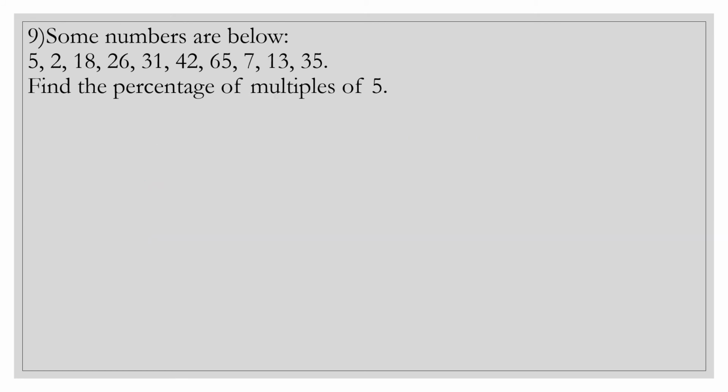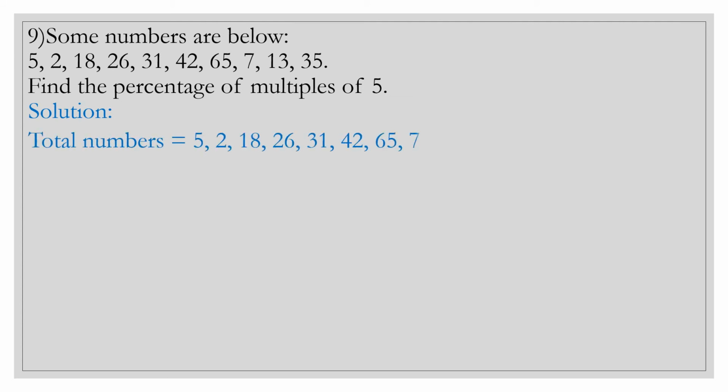Some numbers are below. Find the percentage of multiples of 5. Multiples of 5 means the multiplication table of 5, and everyone knows the table of 5. Or in other words, a number is a multiple of 5 if the last digit is 0 or 5. First, write down total numbers, which is equal to 10. Then identify the multiples of 5, which are 5, 65 and 35.